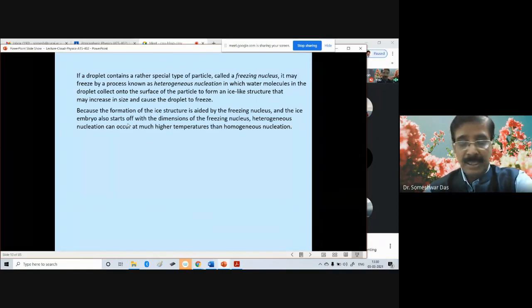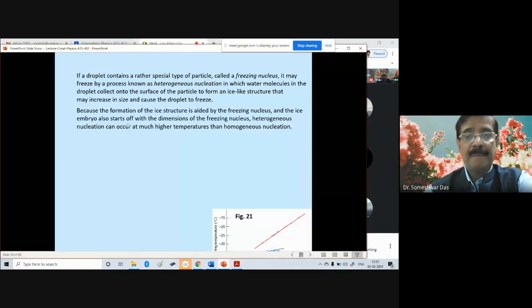As we discussed earlier, for homogeneous nucleation to occur, the clouds have to be very high, like cirrus cloud, right? Whereas the heterogeneous nucleation can occur even at lower altitude and at higher temperature, right?